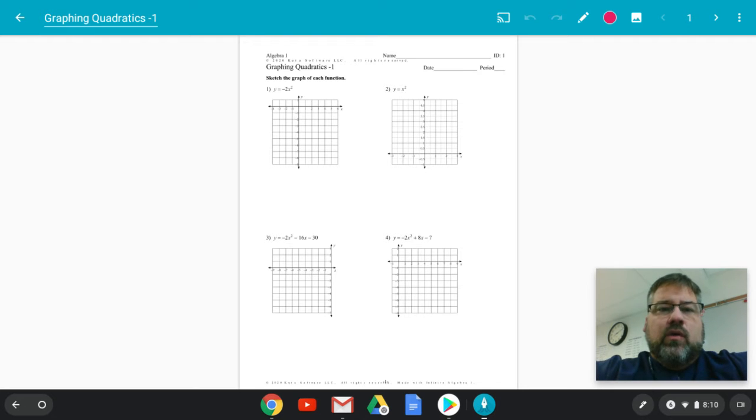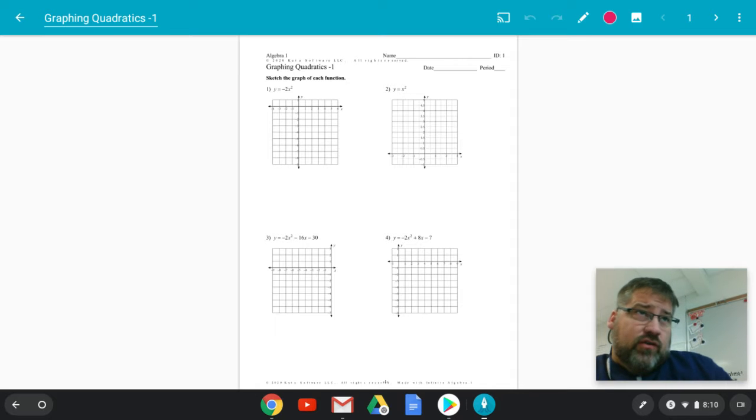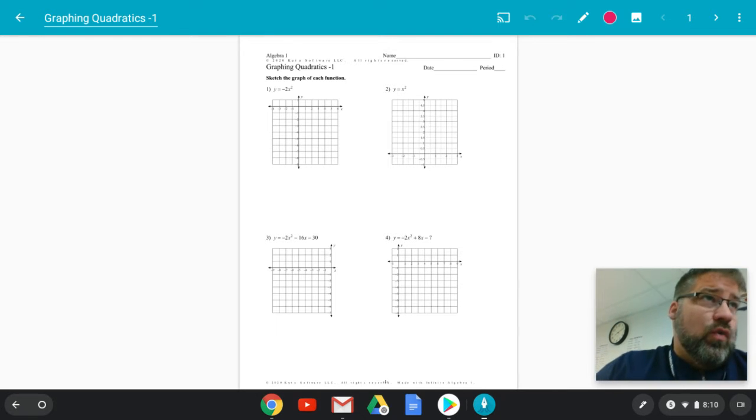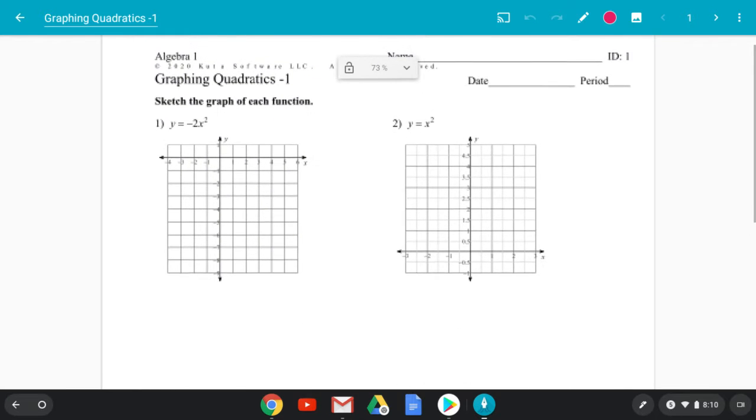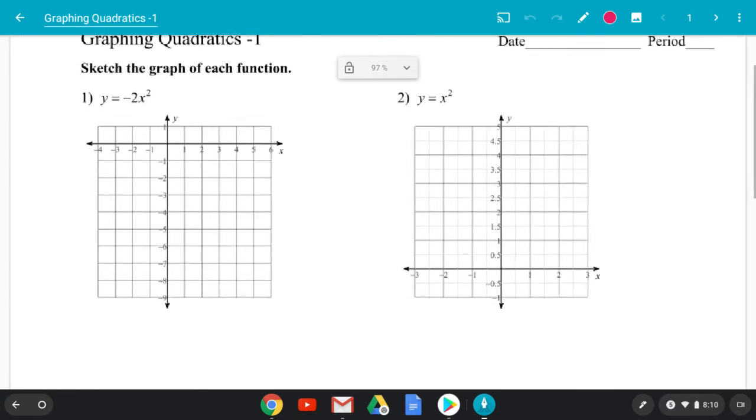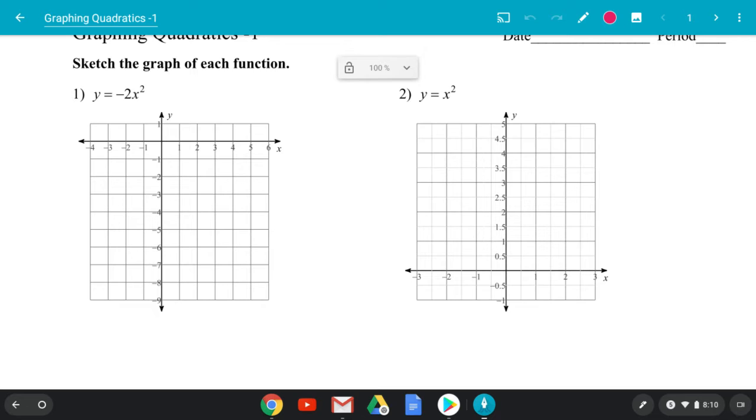Today we're going to be doing last night's homework, which was Graphing Quadratics -1. Okay, let's go to work. Looking at the first two problems, can somebody tell me quickly what form those are in?